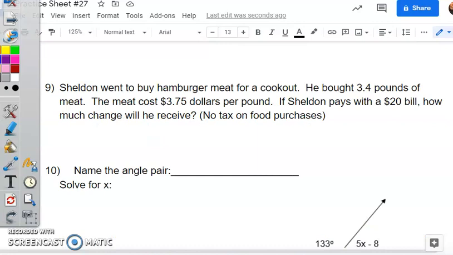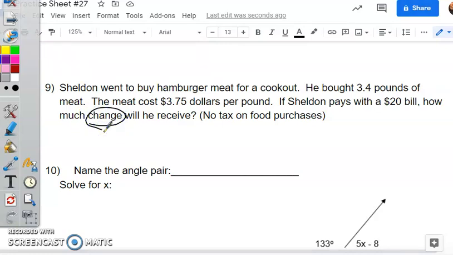Okay, and then we also have one that looks like number 9. I'm not going to do it with you, but I am going to talk to you about it for a minute. This says, Sheldon went to buy hamburger meat for a cookout. He bought 3.4 pounds of meat. The meat cost $3.75 per pound. If Sheldon pays with a $20 bill, how much change will he receive?